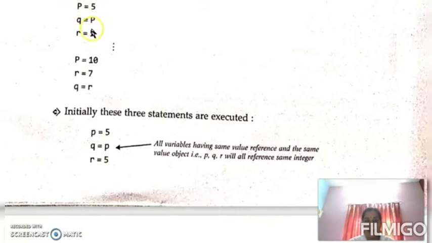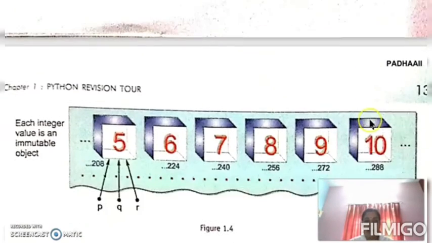Here p equals 5, q equals p, r equals 5. Then the value of p will be 5, q will be 5, r will be 5. After some time the values change: p equals 10, r equals 7, q equals r. That means p equals 10, r equals 7, q equals 7, because q equals r means q has r's value 7. Initially, these statements are executed: p equals 5, q equals 5, r equals 5.